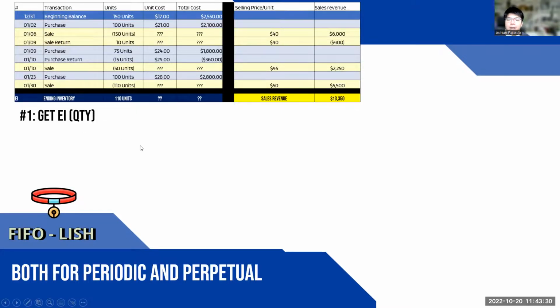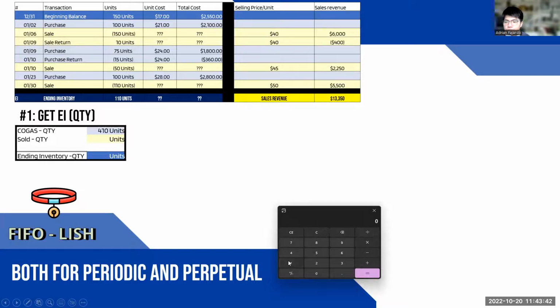So again, let's step FIFO, quantity method. Let's get the ending inventory and the quantity of units. What would be our cost of goods available for sale? It's gonna be 410. How did I get 410? 150 plus 100 plus 75 purchase minus purchase return of 15 plus 100.